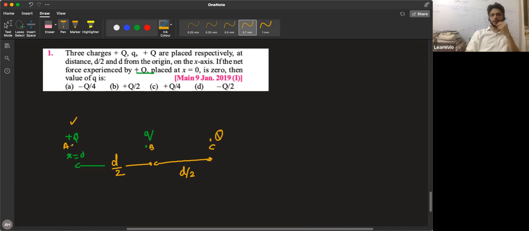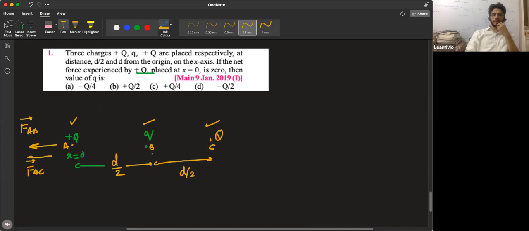So this point A will experience two forces, due to charge at B and due to charge at C. So charge at B will exert some force over it. The name of the force is FAB. Charge at C will also exert some force over it. Let's say the name of the force will be FAC.